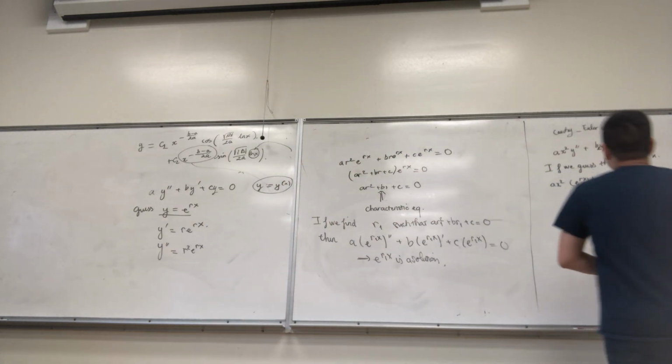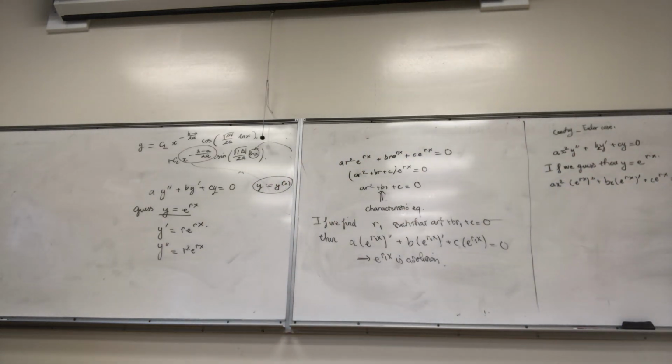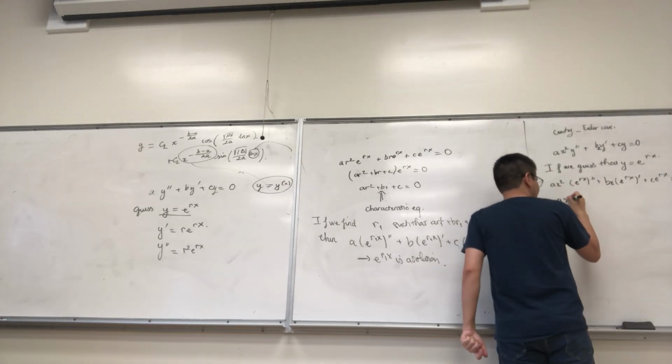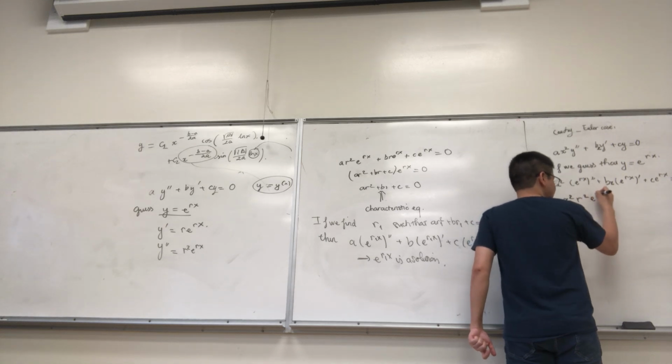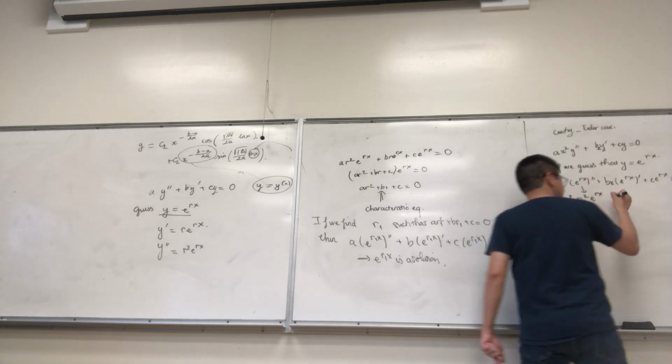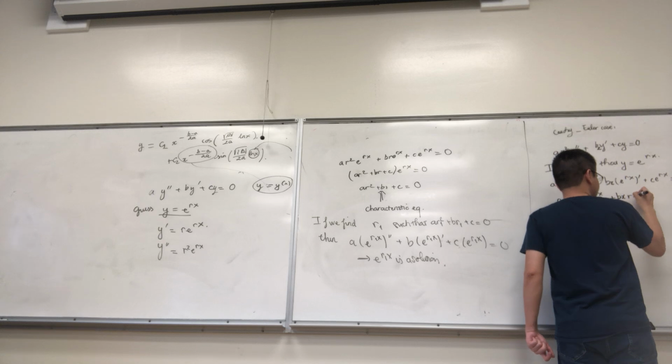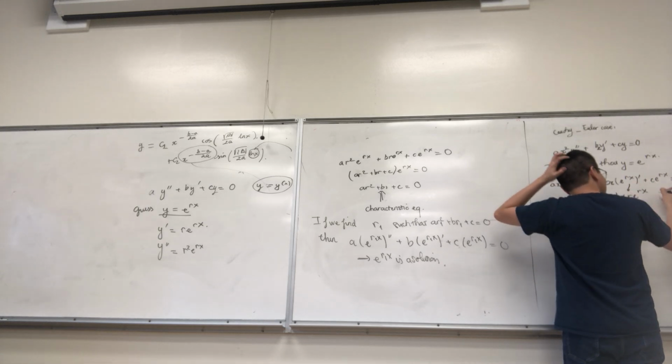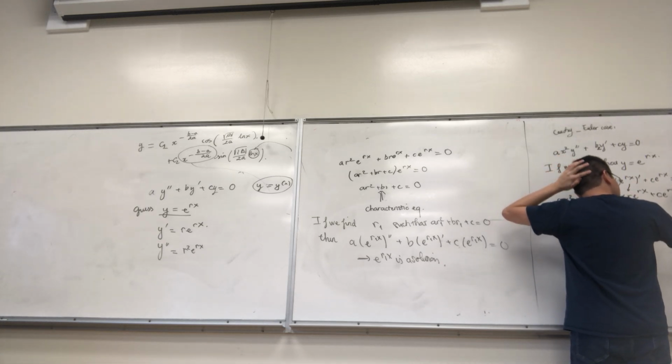Now, the Cauchy-Euler case is more difficult because you have x squared and x here. If we guess that the solution is of the exponential form, I plug it here, right? I do the same computation. I have a x squared r squared e to rx, because this is this, plus b x r e to rx, because this is this, plus c e to rx is 0.